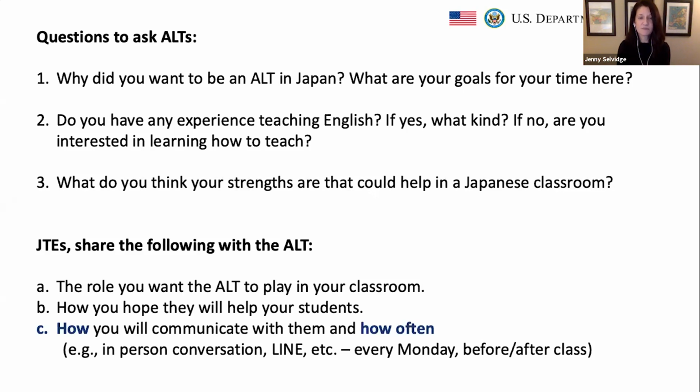Maybe that's the goal. And then, as I've mentioned a couple of times, share with them how you will communicate and how often. So maybe it's in person on that walk to class. Maybe it's through Line. Maybe it's via Facebook. And maybe it's every Monday you want to meet at the beginning of the school day or at the end of the school day or before or after class. So both of you can then know this is what we're going to do. So I would recommend something like this. Of course, adapt it as is beneficial for you.